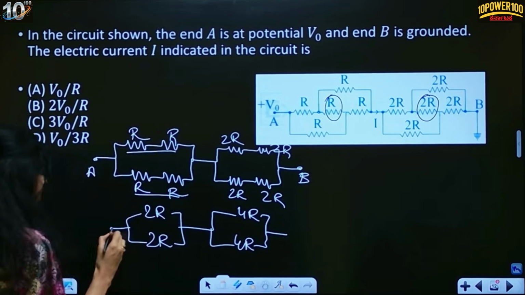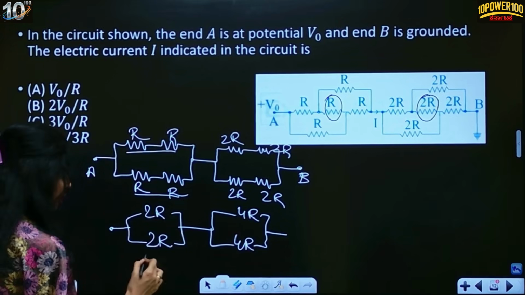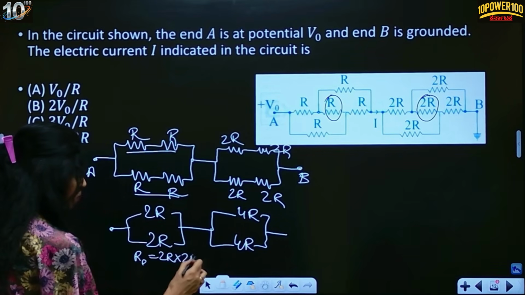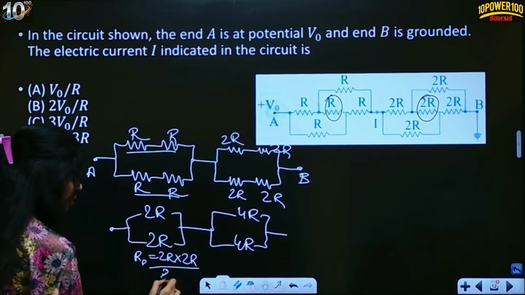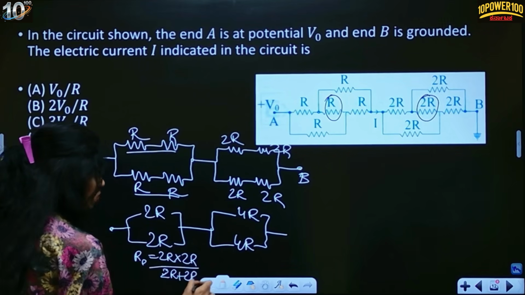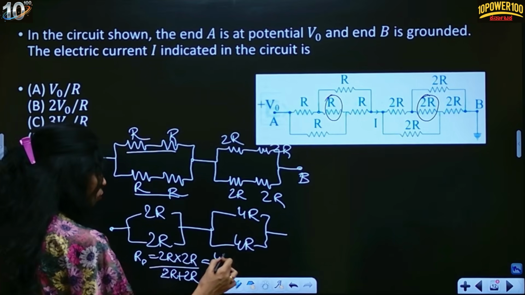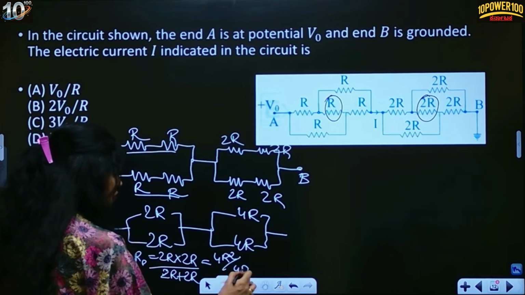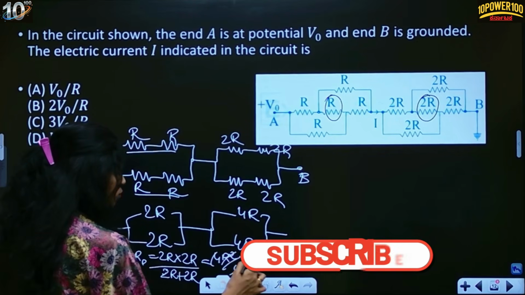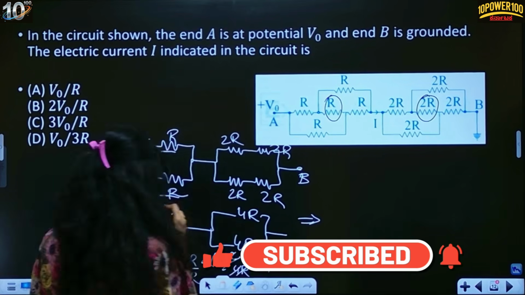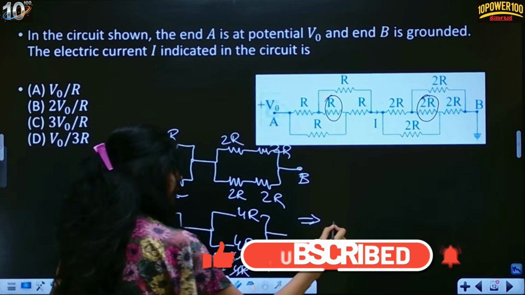Now the parallel formula. What is the parallel formula, guys? RP equals 2R into 2R divided by 2R plus 2R. Similarly, look, what will you get here? 2R into 2R will be equal to 4R square by 4R. So the 4 gets cancelled and you will finally get R, guys. When you take the parallel formula, you will get R.